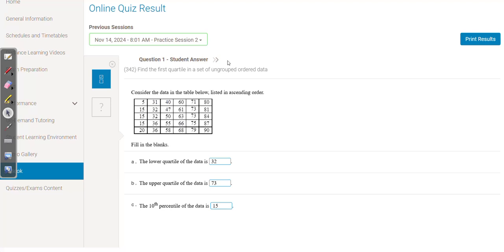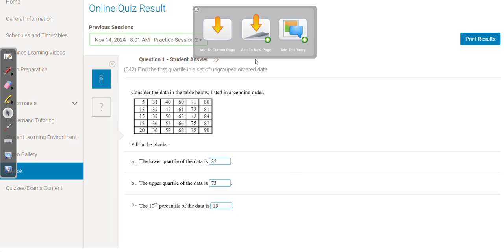Today we're going to be doing the Math IGCSE section 7.2 quiz for the math periodic. So let's get started. We have here, consider the data in the table below listed in ascending order. We have to keep in mind it's listed in ascending order. This will help us. So let's get it into a whiteboard.